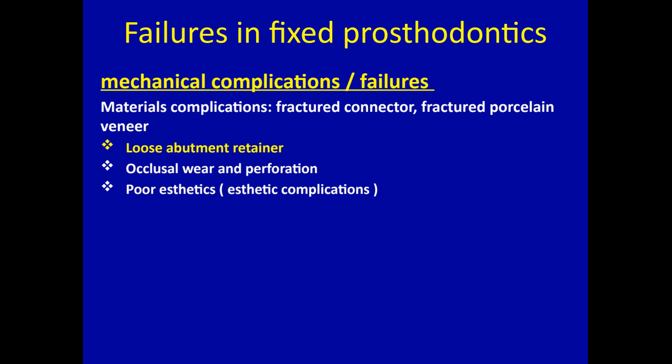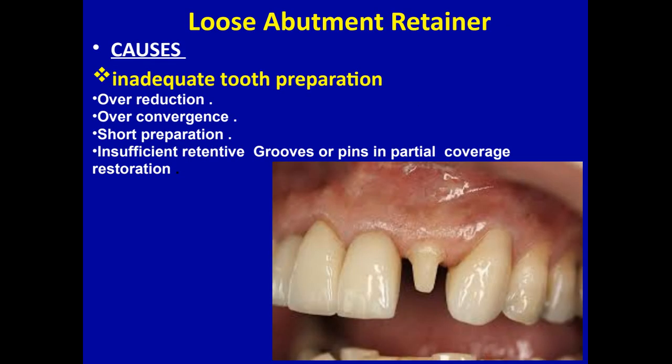Coming to the loose abutment retainer, one of the mechanical complications is the loose abutment retainer. What are the causes of loose abutment retainer? Inadequate tooth preparation: either over reduction, over convergence, short preparation, insufficient retentive grooves or pins, and partial coverage restoration. You can see here an example of an over-prepared, short, and over-converged abutment, which will result in poor retention and resistance of the final restoration.